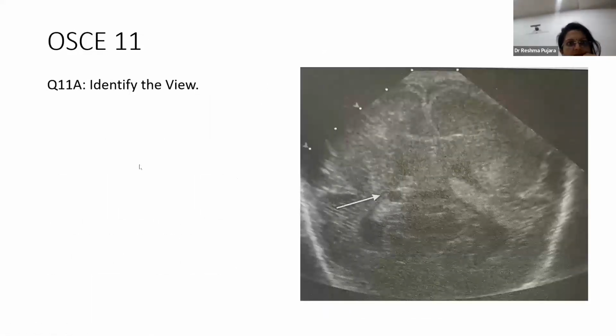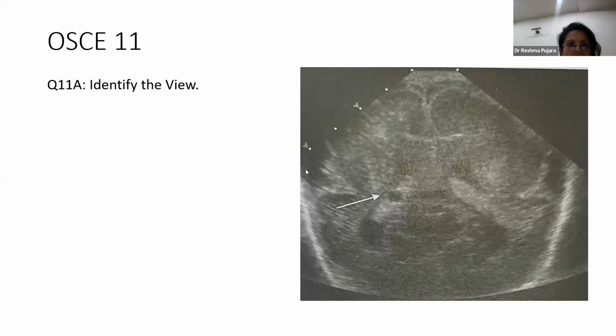This is a cranial sonography image. Can you tell me which view this is? Coronal. Okay, fifth view. What is fifth view? I don't know. Coronal is right. And what do you see? The arrow. What is it?